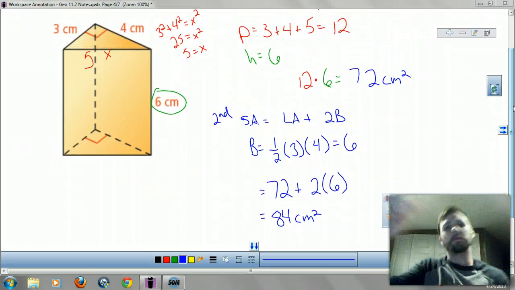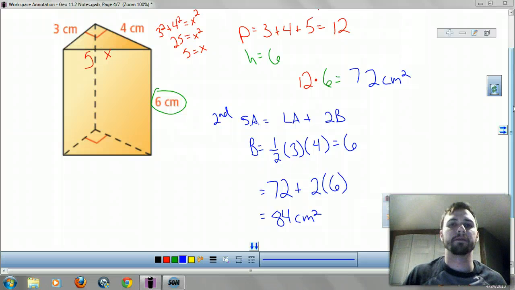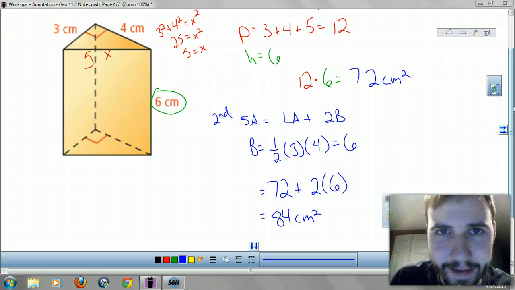Lateral area is perimeter times height, add to it 2 times the area of your bases. That's all there is to it.